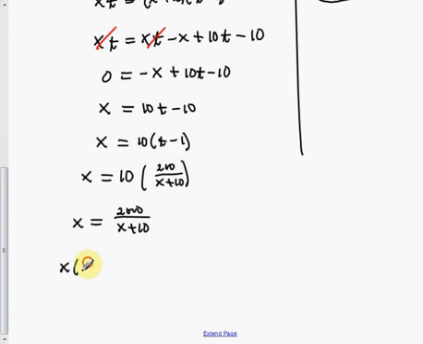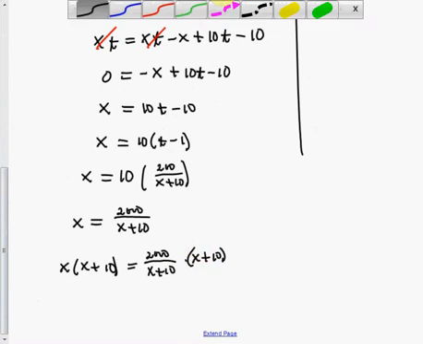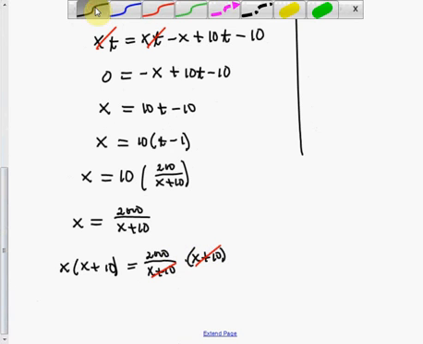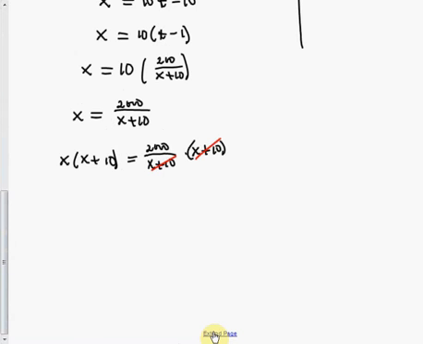I get x times x plus 10 is equal to 2,000 over x plus 10 times x plus 10. So the x plus 10s there cancel out. So now watch this scary thing, but watch what happens. So this is x times x plus 10 is equal to 2,000. Here I have an equation with just one unknown, x. And if that be the case, then I can solve for x.